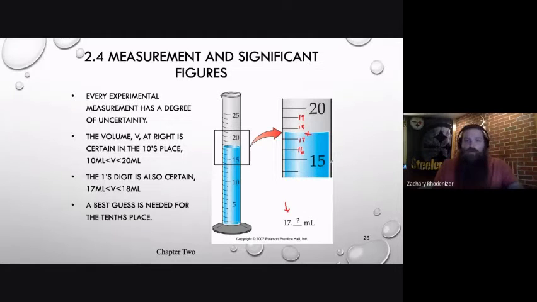This is where sig figs become really important to science. I have to guess as best as I can what digit I would get. I could have 17.1, 17.2, 3, 4, 5, 6, 7, 8, 9, whatever it is. It looks about halfway to me, so in this question mark I'm going to say 17.5 milliliters.